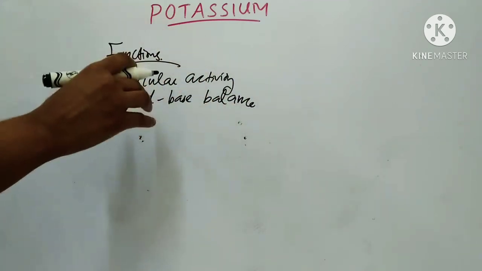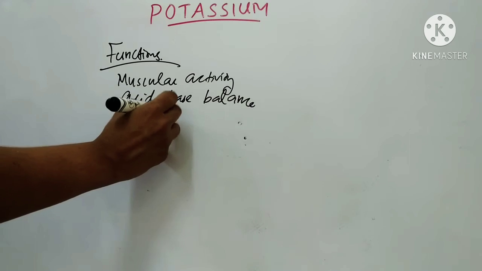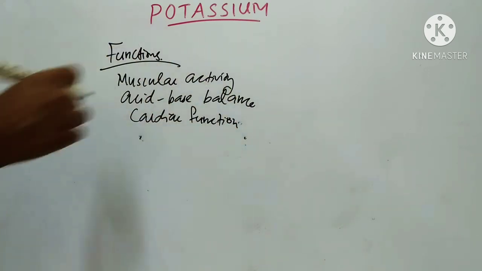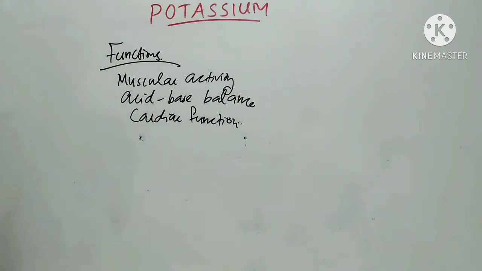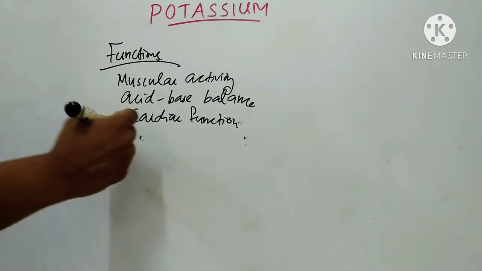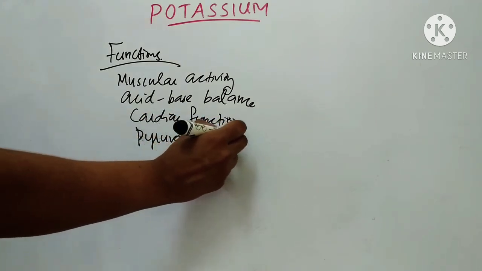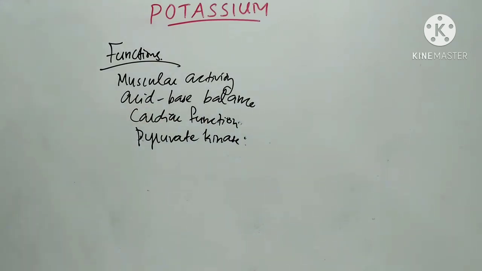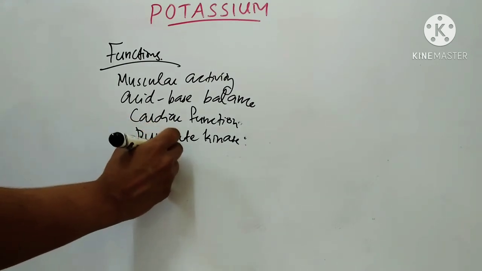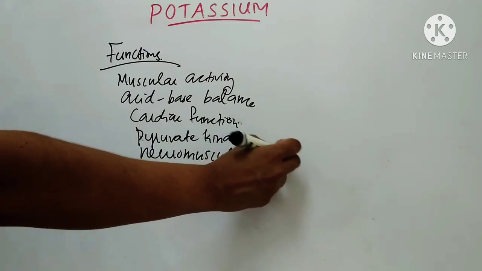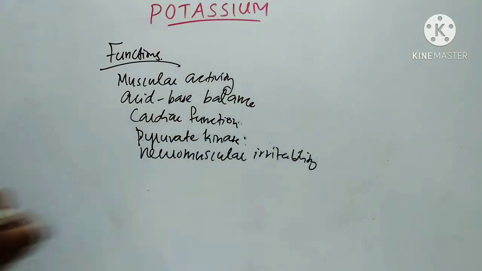Then it has an important role in cardiac function. Certain enzymes also require potassium as a cofactor, for example, pyruvate kinase. Then it is involved in neuromuscular irritability and the nerve conduction process. So these are the main functions of potassium.